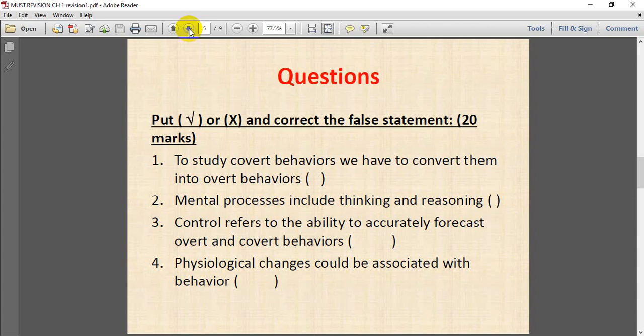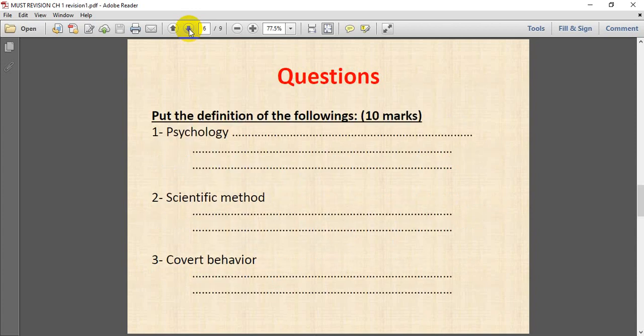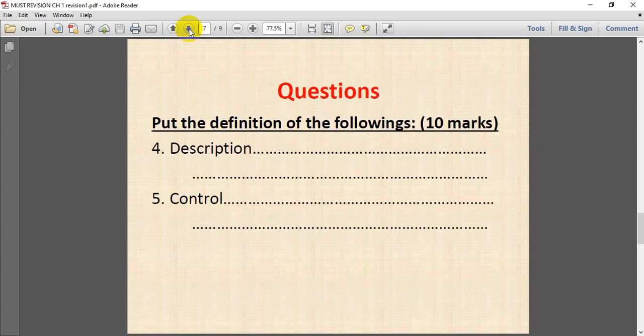Physiological changes could be associated with behavior. Now, the second type of questions. Put the definition of the following concepts or terms. We have to define each one. Number 1, psychology. Number 2, scientific method. Number 3, covert behavior. Number 4, description. Number 5, control.